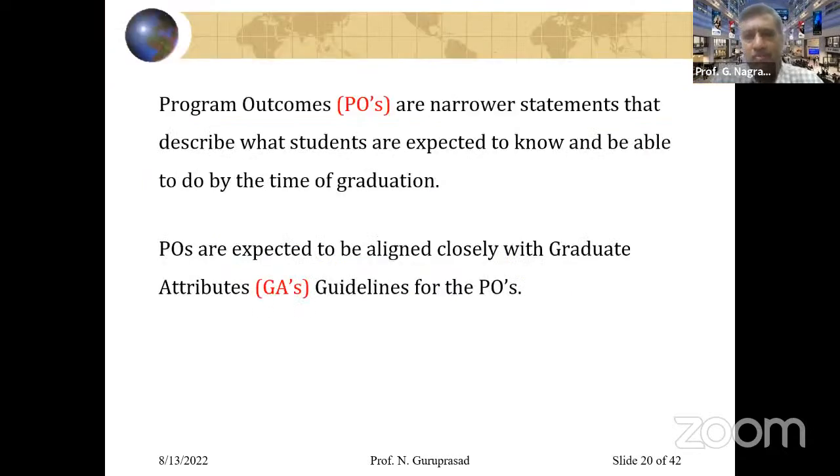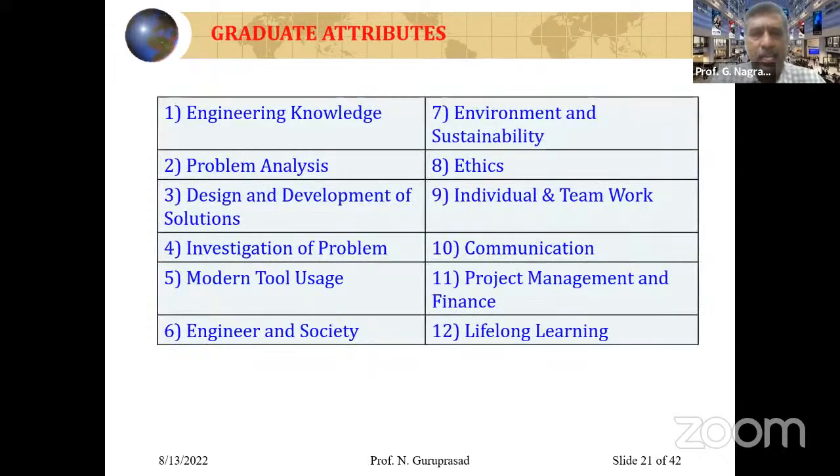Now, program outcomes are narrower statements that describe what students are expected to know and be able to do by the time of graduation. Program outcomes are expected to be aligned closely with graduate attribute guidelines. These are the graduate attributes. There are 12 graduate attributes, starting all the way from engineering knowledge and going up to lifelong learning.